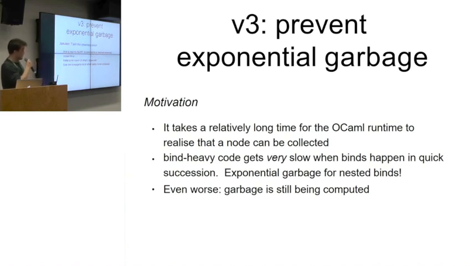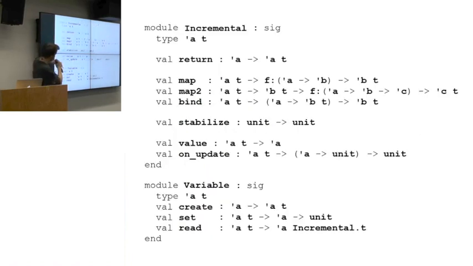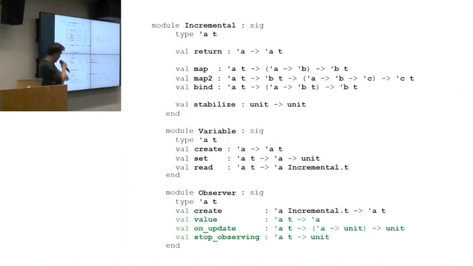The idea here to solve this is that you need a way of tracking the observed world. So you need a way in the API to explicitly keep track of who is watching you, and you also need a way of explicitly saying when something is not live anymore. So if you have the original interface, you take out these two functions, and you add this observer, which is a way of keeping exact track of what people are looking at in incremental and what is live and what isn't. And crucially, you have the stop observing function, which is sort of a way of saying, stop computing this, I don't care anymore. Does that make sense so far?